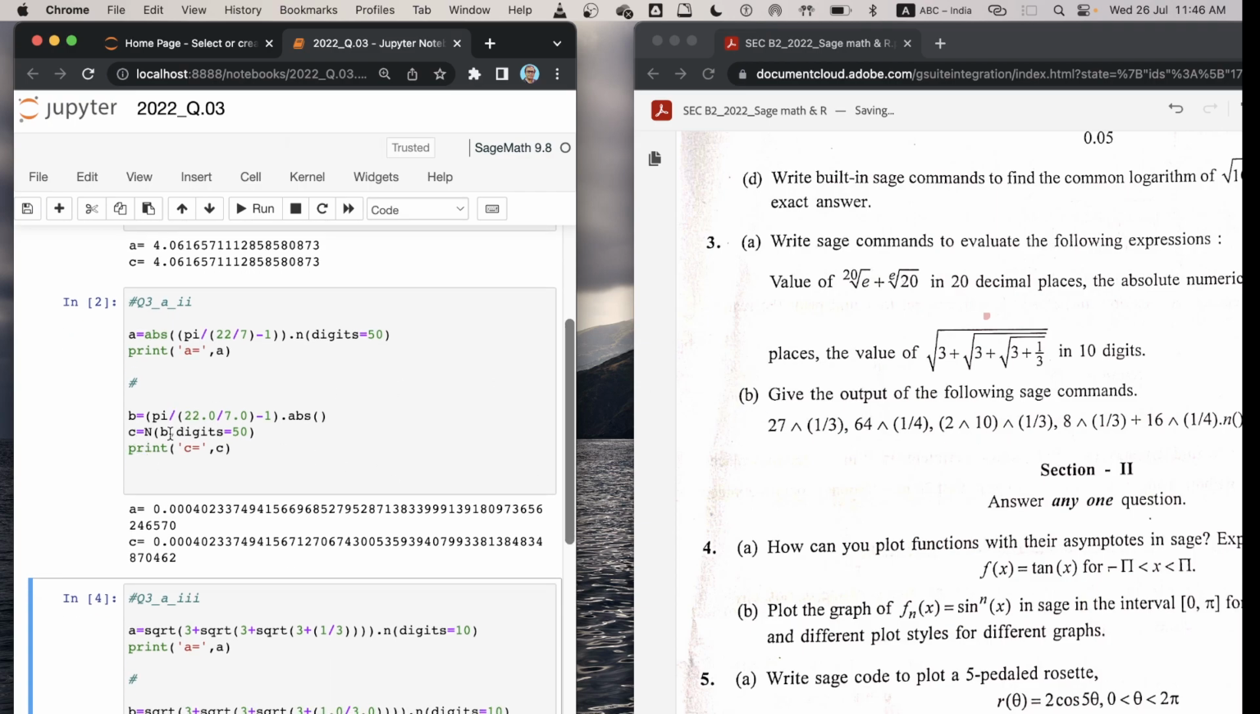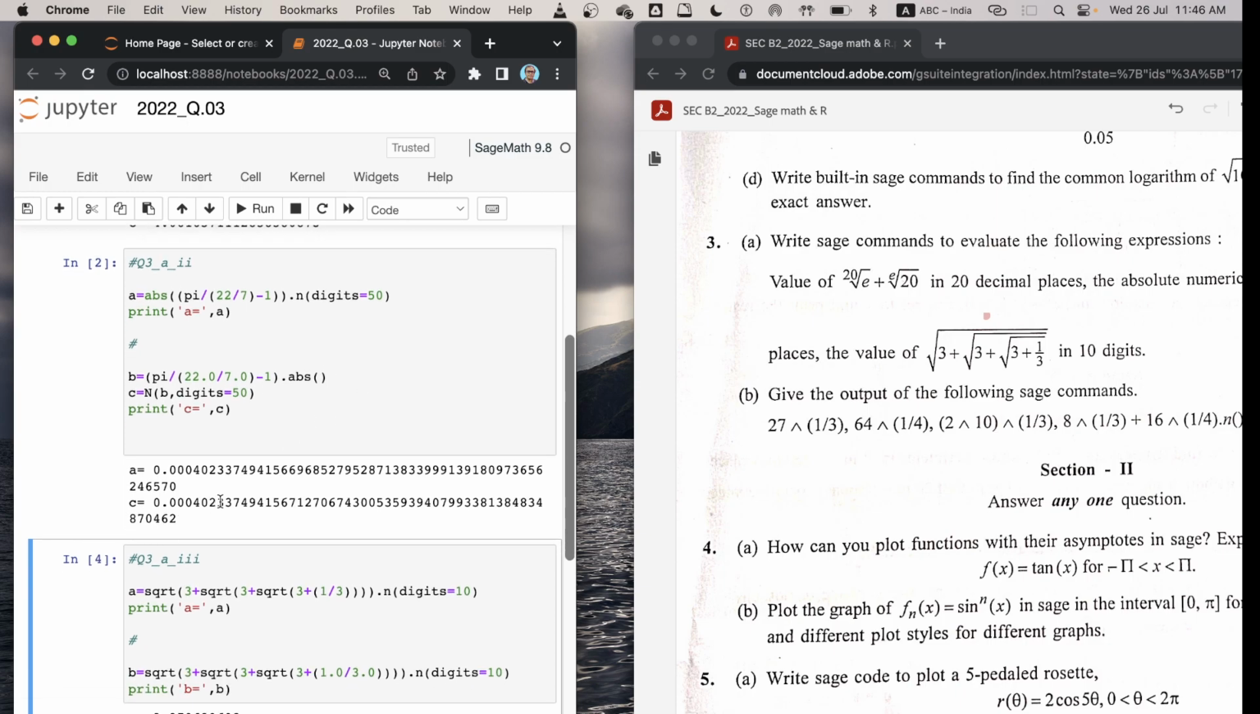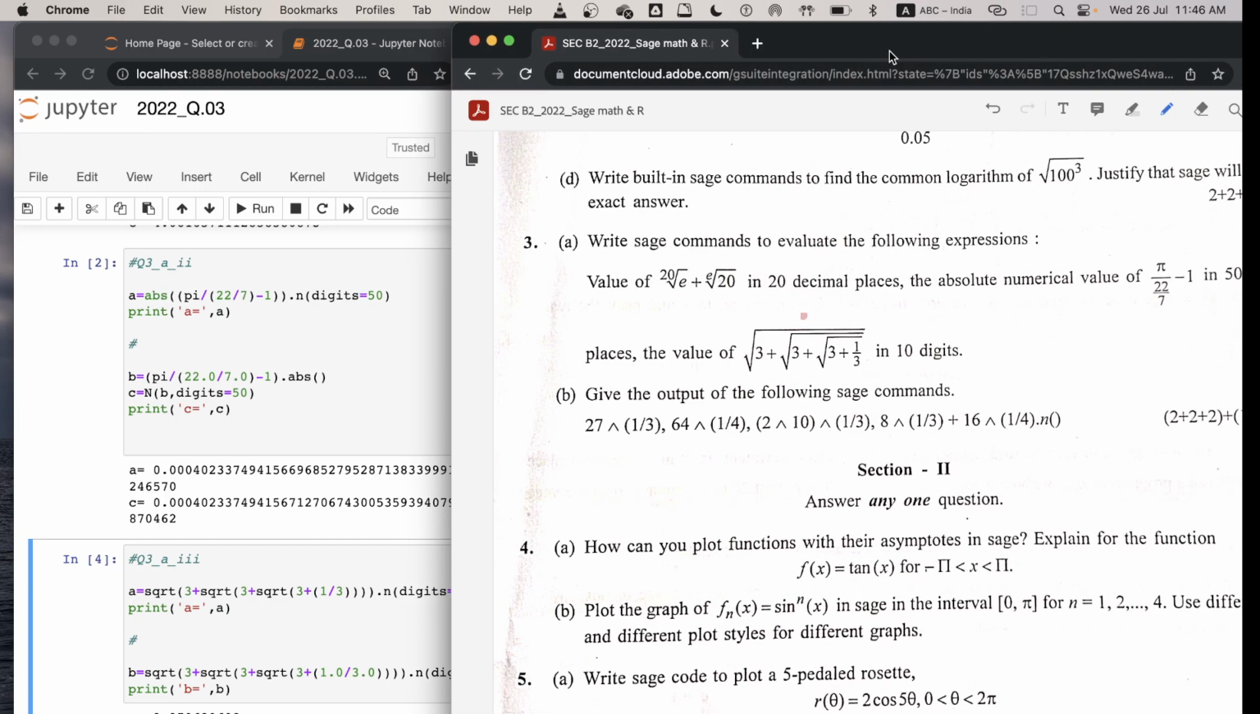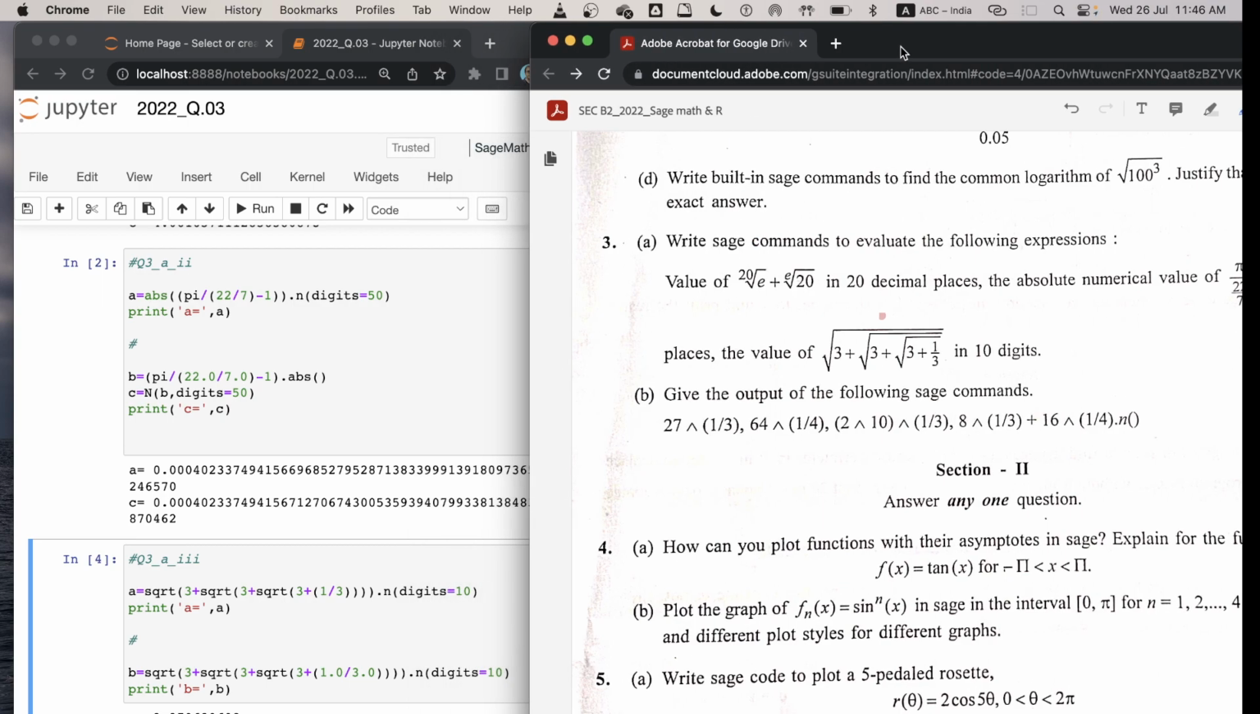And question B: if you put 22.0 in real mode, float mode, by 7.0 minus 1, dot n, absolute of this, then you get the absolute value of this. This is the numerical approximation of this with digits 50. So you get this result. Here in this given question, pi by 22 by 7, so obviously you choose the first Sage code, 22 by 7.